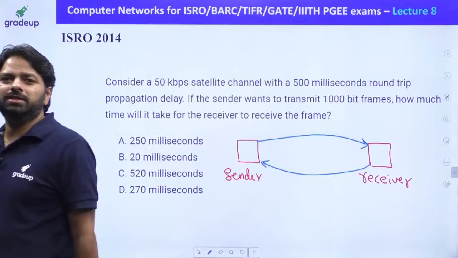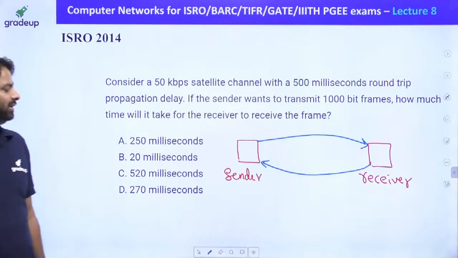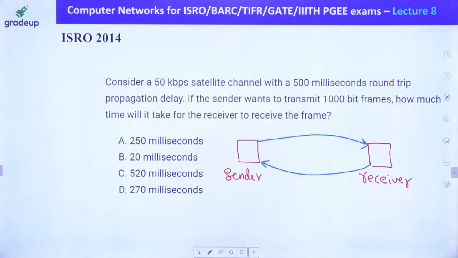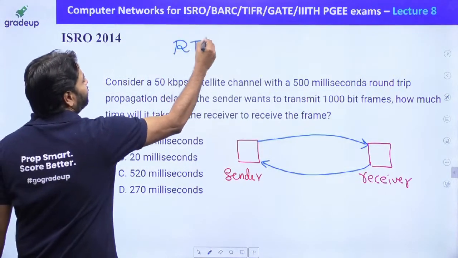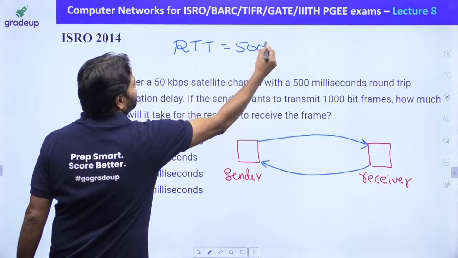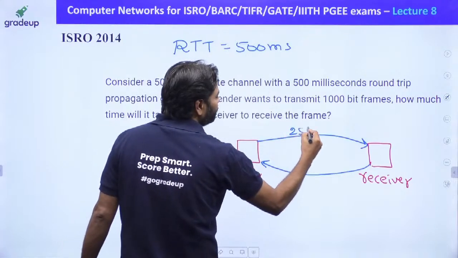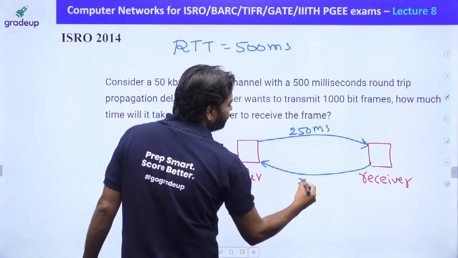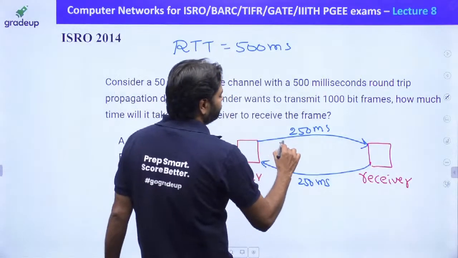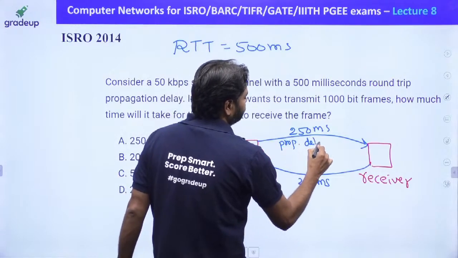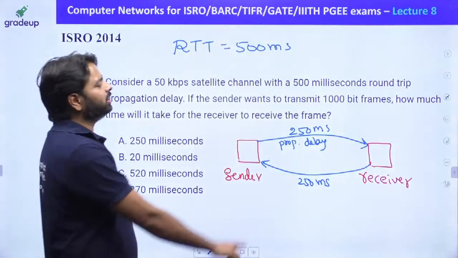Yeah, Anvesha, correct. Yeah, how quickly you answered it? Yeah, 270, correct. So what is given? Round trip time is given as 500 milliseconds. And you know, if round trip time is given, that is 250 milliseconds here and 250 milliseconds here. Half of them is the propagation delay. Everybody knows that. And the propagation delay, you got it.